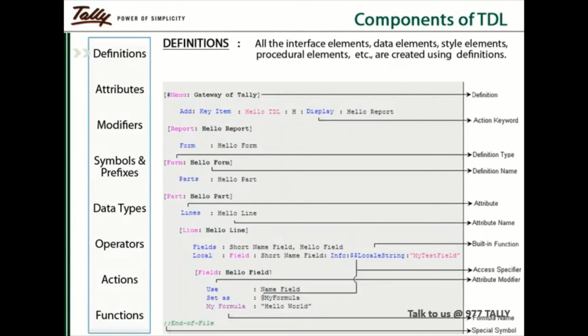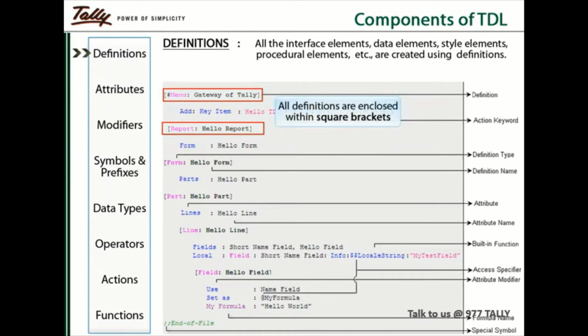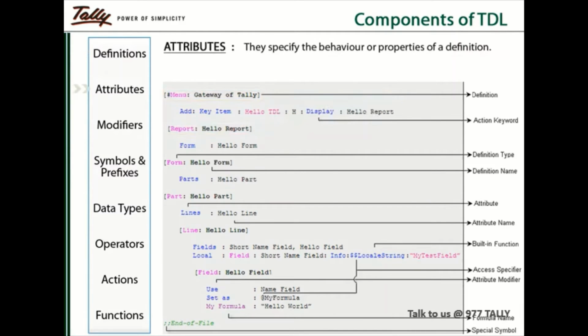Definitions are the basic building blocks of a TDL program. For example, the menu and the report definitions. Each definition is followed by a set of attributes. Modifiers are used to modify the existing definition or attribute. For example, the modifier use helps the programmer to reuse a previous definition.